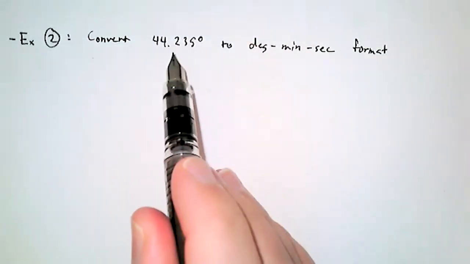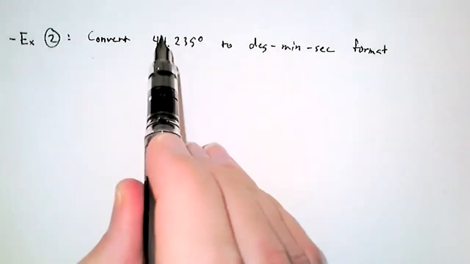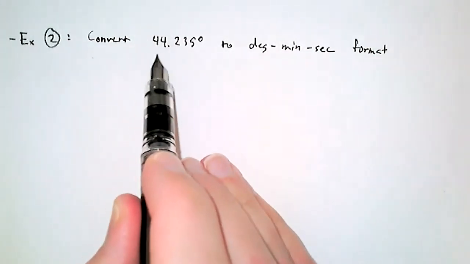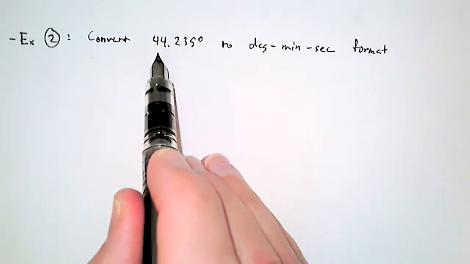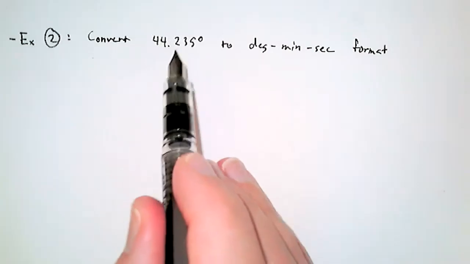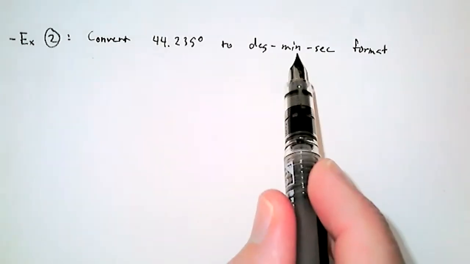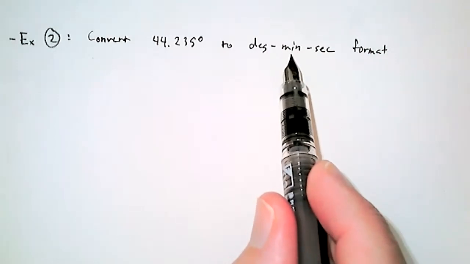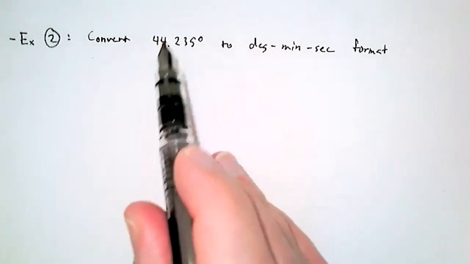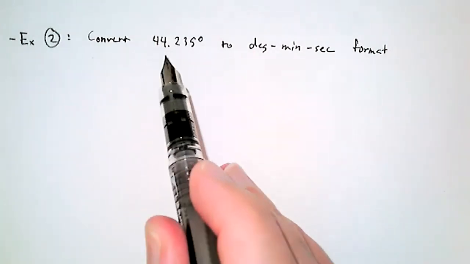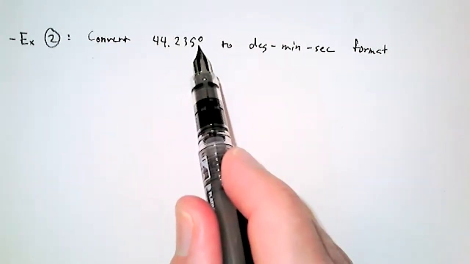And we'll start by converting, or let me step back just a second. We want to leave the whole degrees alone, because these are whole degrees, and this fraction, this decimal part, is what we'll need to convert into the smaller measurements of minutes and seconds. So our first step is, well, to ignore this 44, and convert this decimal part, the 0.235, to minutes.